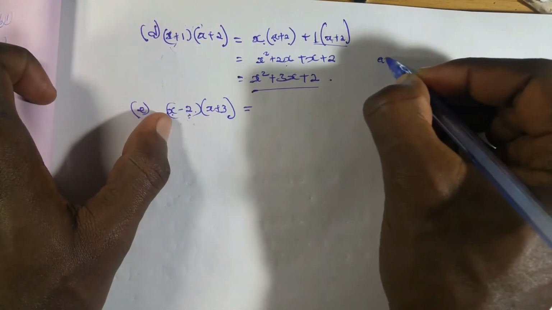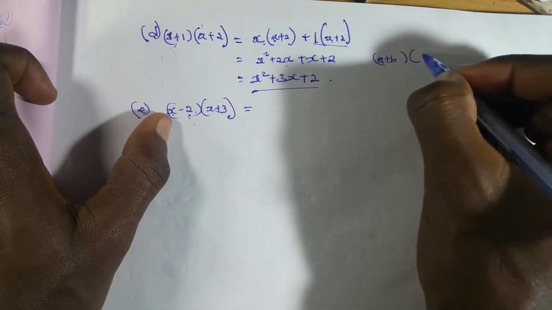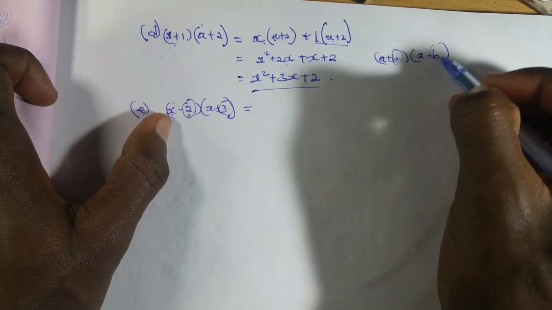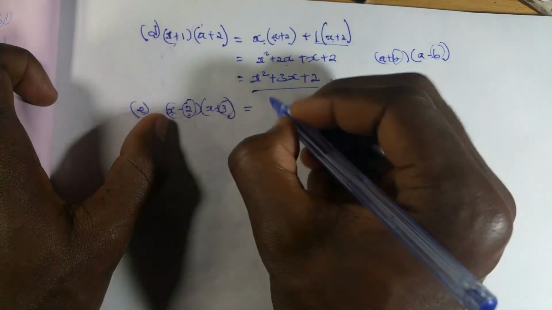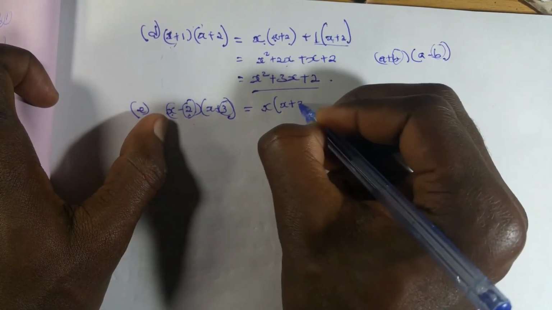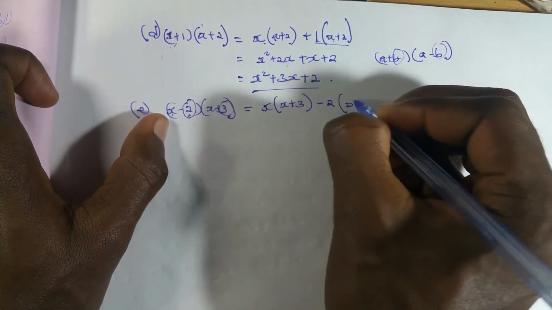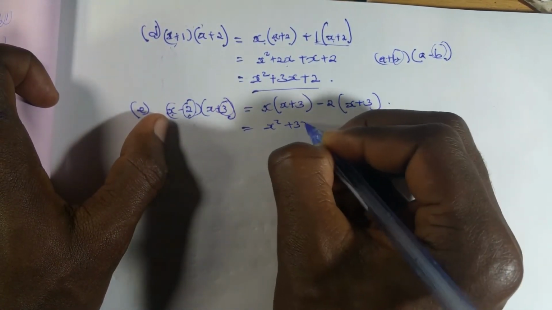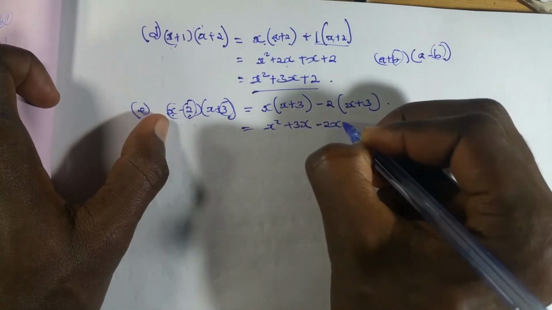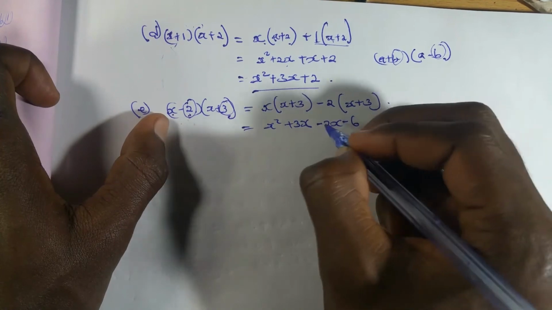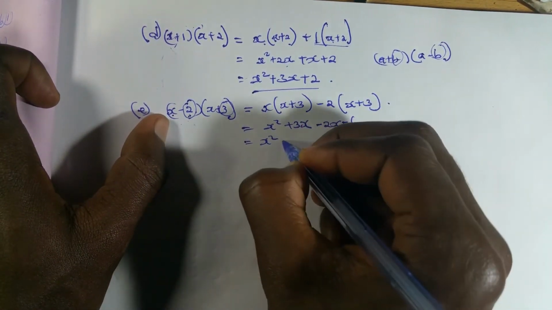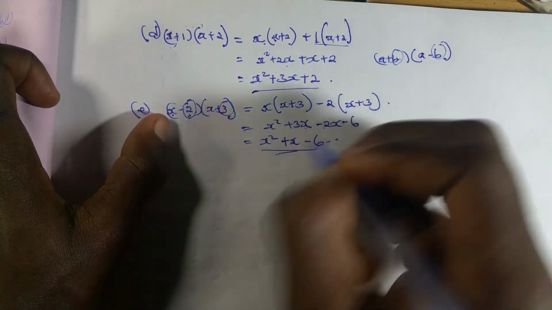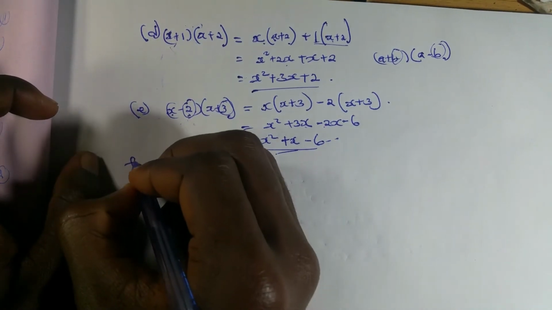We had something like this, but we realize that 2 and 3 are different, unlike here b and b. Okay, so we are just going to consider the normal way by letting x multiply each term in the second bracket, then minus 2 multiplying the second bracket also. We're going to have x squared plus 3x, okay, minus 2x. If we multiply that, minus 6, negative 2 and 3. So we are going to have x squared, 3x minus 2x will be plus x, then minus 6. So that's it.